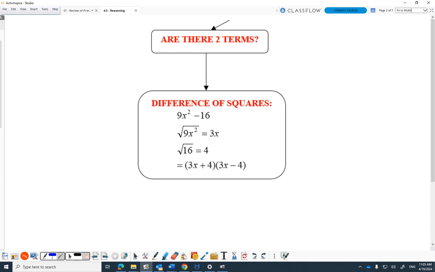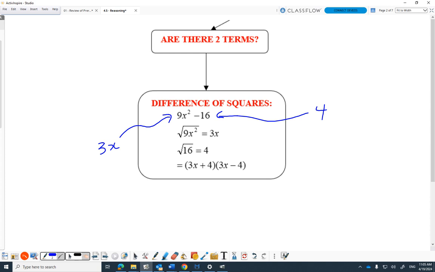You look and go, okay, what's the square root of that first term? I pointed little arrows at them. I looked and said, okay, what squares to give 9x squared? 3x is what squares to give 9x squared. What squares to give 16? 4 is what squares to give 16. The thinking's there in the little box, but maybe that's not the thinking you do. Maybe you just do that, 3x and 4, and then you immediately write your 2 brackets, 3x plus 4 and 3x minus 4.